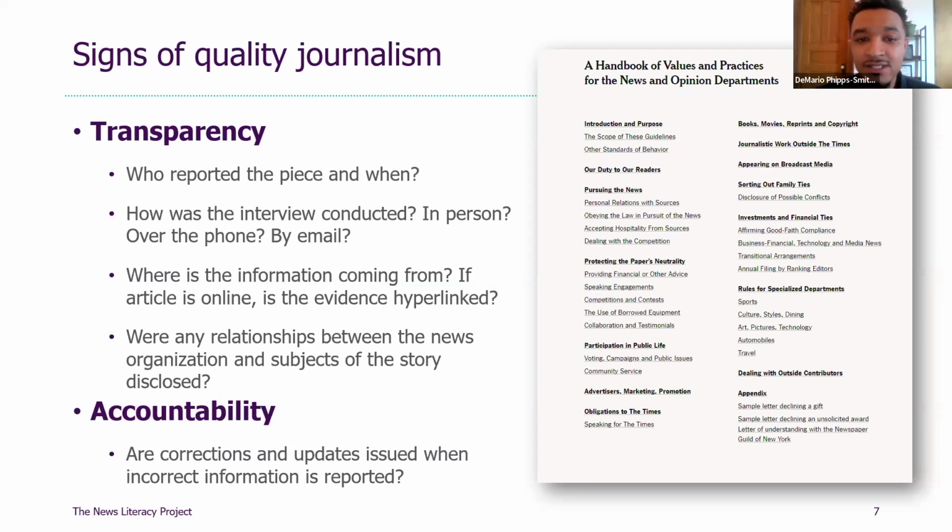You can also find things like this on an About Us page or on other ethical or editorial policy pages, right? You can also look for signs of quality journalism through other signs of transparency. Things like who reported this piece and when was it reported? How was the interview conducted? Was it done via phone or in person? And then how can we verify where this information is coming from? If it's a digital article, right, there should be hyperlinks to videos or to documents, court filings about this.